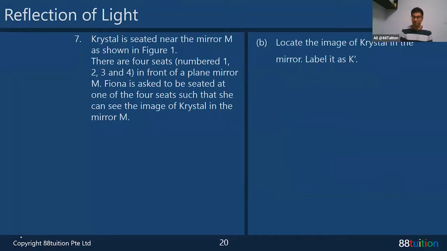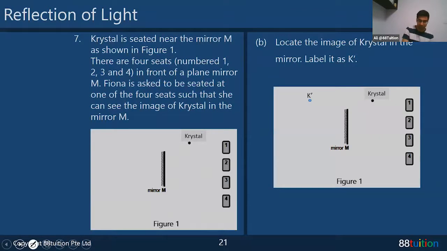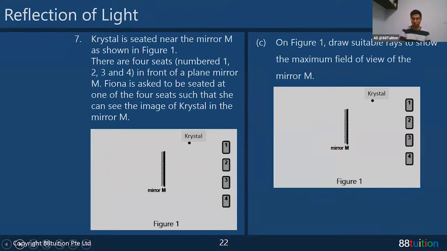Now, locate the image of Crystal in the mirror. That's the first thing you need to do. So I'm going to show you quickly. It has to be right across there, right there, where it's K. Here, I'm going to show you here. This is the answer. But how to draw? Now draw suitable rays to show the maximum field of view of mirror M.